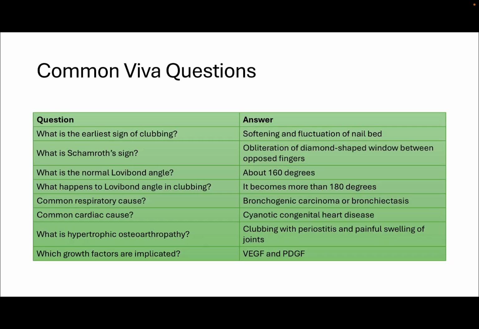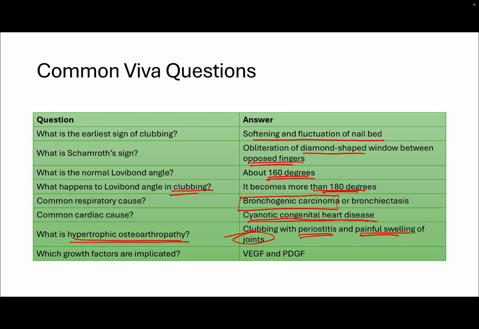So what are the common viva questions? What is the earliest sign of clubbing? Softening and fluctuation of the nail bed. What is Schamroth sign? Obliteration of the diamond-shaped window between opposed fingers. What is the normal Lovibond angle? About 160 degrees. What happens to the Lovibond angle in clubbing? It becomes more than 180 degrees. Commonest respiratory cause? Bronchogenic carcinoma. Common cardiac cause? Cyanotic congenital heart disease. What is hypertrophic osteoarthropathy? Clubbing with periostitis and painful swelling of the joints. What are the growth factors that are implicated? Vascular endothelial growth factor and platelet-derived growth factor.